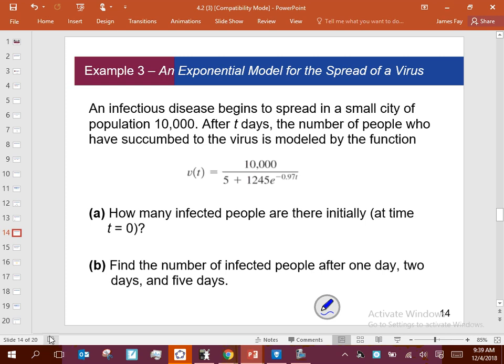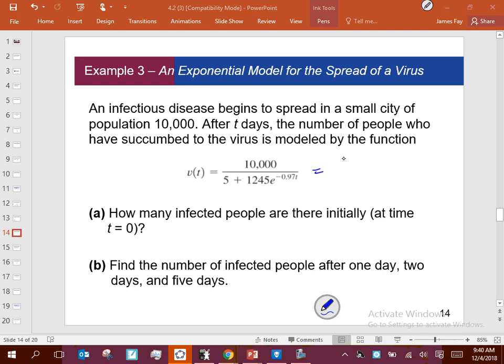So it says an infectious disease begins to spread in a small city, a population of 10,000. After 2 days, the number of people who succumb to the virus is modeled by the function. So how many people are initially infected? This would allow us to pinpoint maybe a group of people and see how many people started this virus or allowed it to spread. And then maybe we can start to analyze where those people were from, what they were doing, if we have some more information.